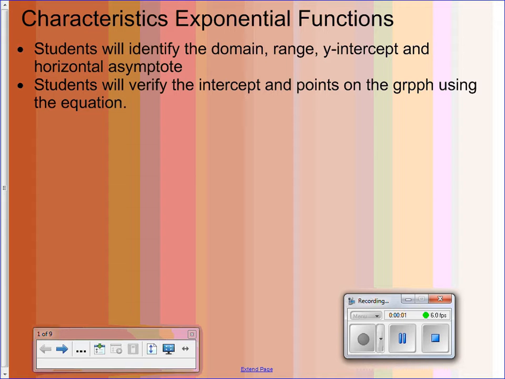In this lesson, we'll be looking at the characteristics of exponential functions. By the end of the lesson, you should be able to identify the domain, range, y-intercept, and horizontal asymptote, and verify the intercept and points of the graph using the equation.